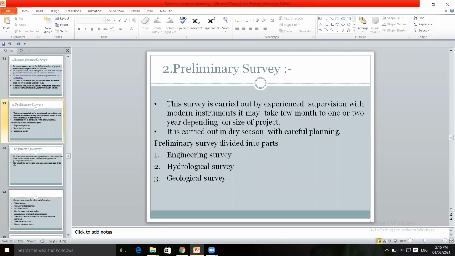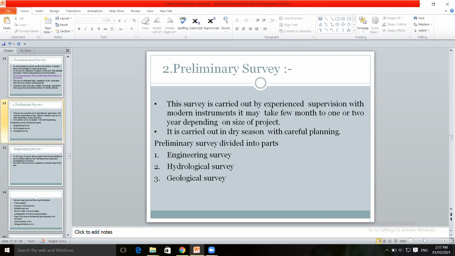After this reconnaissance survey, preliminary survey is done. In the preliminary survey, after collecting the data in the reconnaissance survey, from that information, the preliminary survey is done in various stages. This survey is carried out under experienced supervision with modern instruments. Some modern instruments are used.